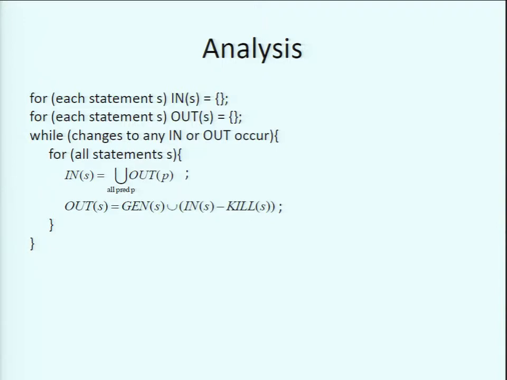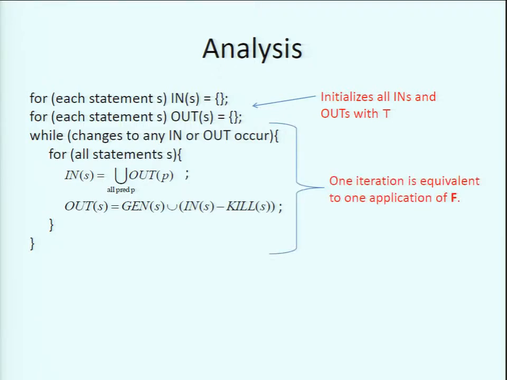Okay, so let's look at this algorithm again. It starts off by initializing all the ins and outs with the empty set. Remember I said that the empty set is right at the top. So the in and out sets are initialized with empty, and if you remember the lattice, the empty sets are at the top of the lattice. Now inside the while loop you are calculating these in and out sets again using the data flow equations, and one iteration of this while loop is equivalent to one application of the entire function f, right? Because that's what the function f does. It just manipulates the input in and out values to get some new output in and out values.